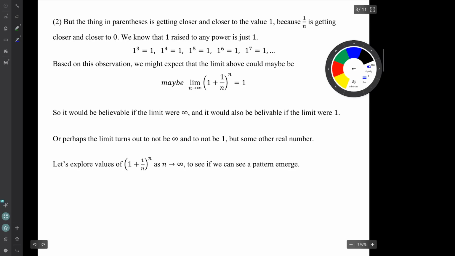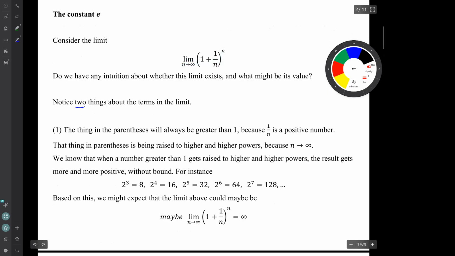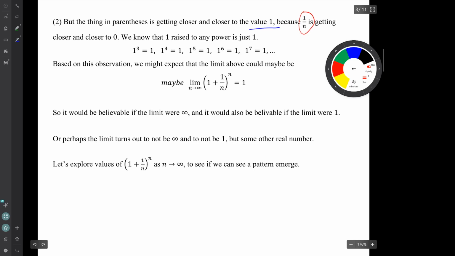On the other hand, notice that the thing in the parentheses is getting closer and closer to 1, because 1 over n is getting closer and closer to 0. That is, n is getting huge and positive, so 1 over n will be a very, very small number. When n is 1,000, 1 over n is 1 over 1,000, very close to 0. When n is 1,000,000, 1 over n is 1 over 1,000,000, very close to 0. So the thing in parentheses is getting very close to the value 1.